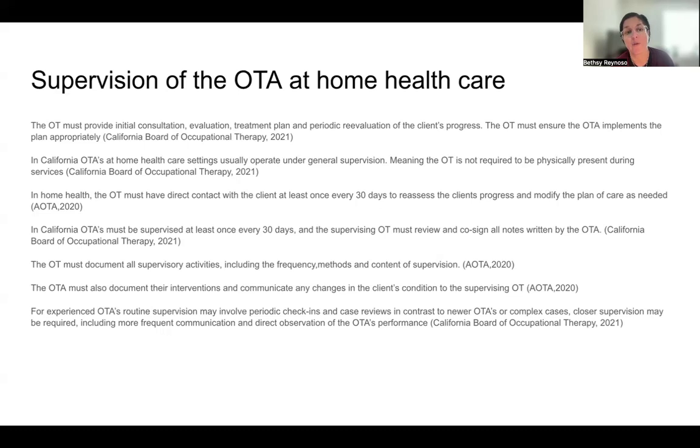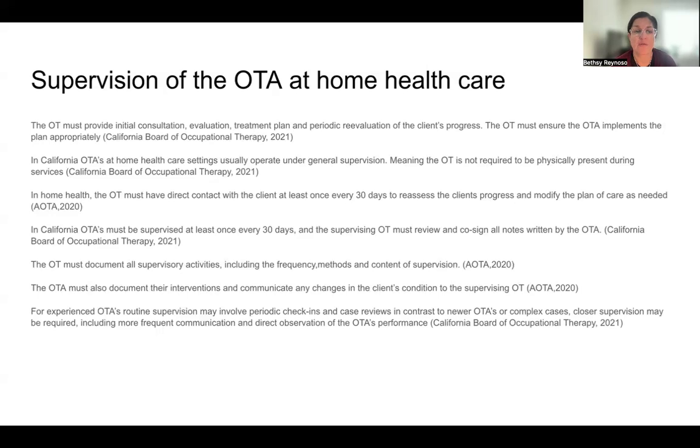In home health, the OT must have direct contact with the clients at least once every 30 days to reassess the client's progress and modify the plan of care as needed. In California, OTAs must be supervised at least once every 30 days, and the supervising OT must review and co-sign all notes written by the OTA. The OT must document all supervisory activities, including the frequency, methods, and contents of supervision. The OTA must also document their interventions and communicate any changes in the client's condition to the supervising OT.